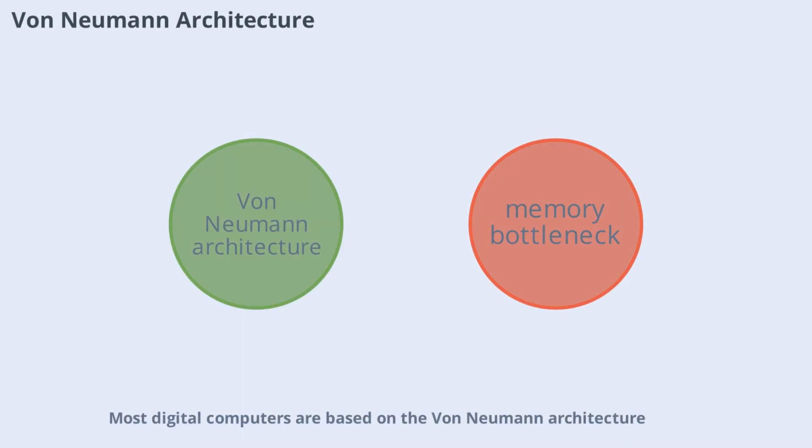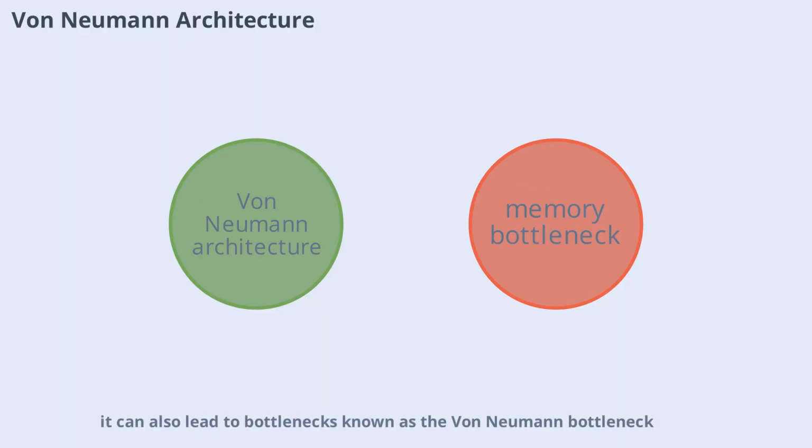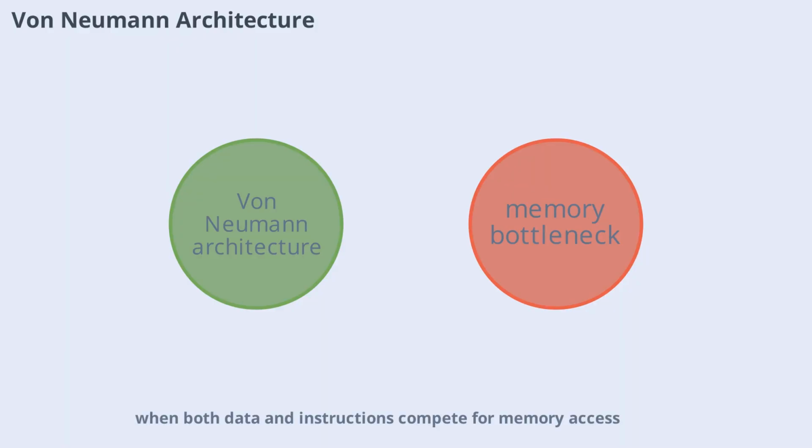Most digital computers are based on the von Neumann architecture, which uses a single memory space for both data and instructions. This design simplifies the system and allows for flexible program execution. However, it can also lead to bottlenecks known as the von Neumann bottleneck, when both data and instructions compete for memory access.